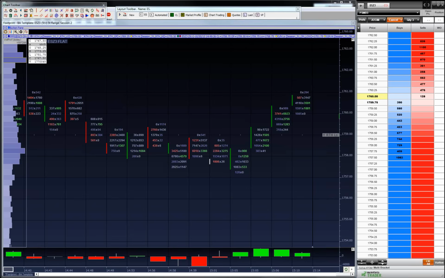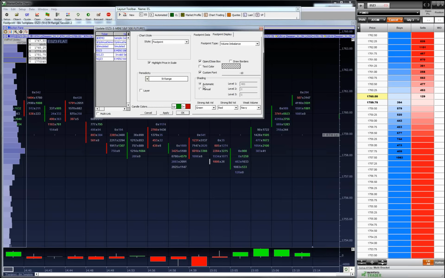Okay, someone's asking about the color shading. On this shading, there's only one that matters. This level 2 and level 3, ignore those. They're not going to do anything. It's this level 1. It's the only one that's important.